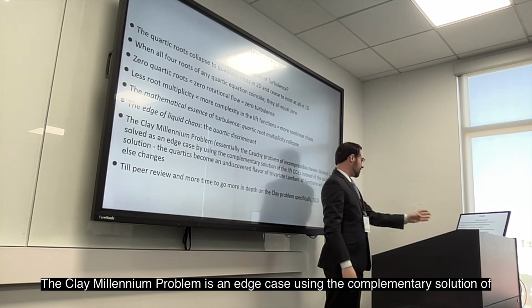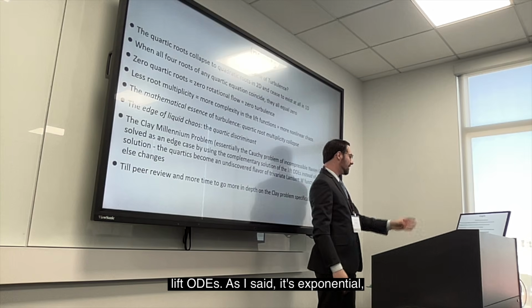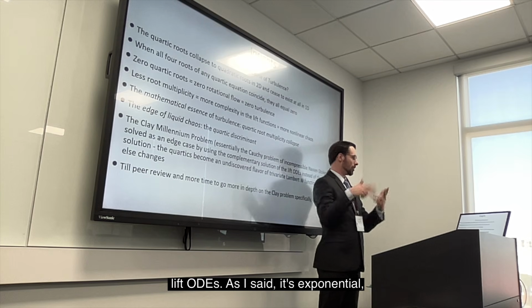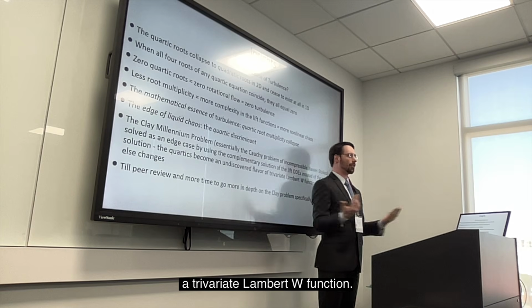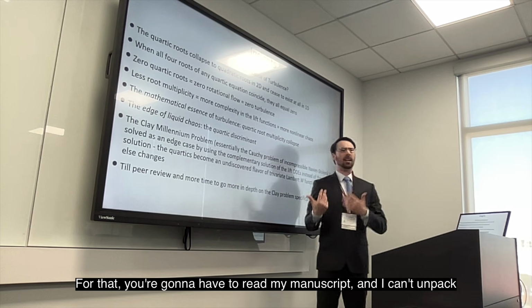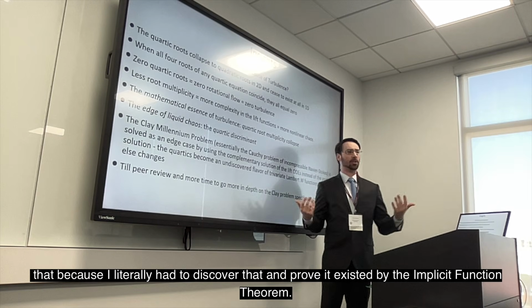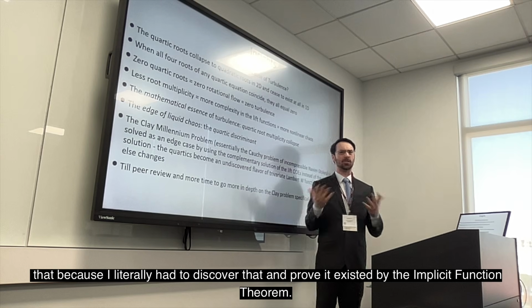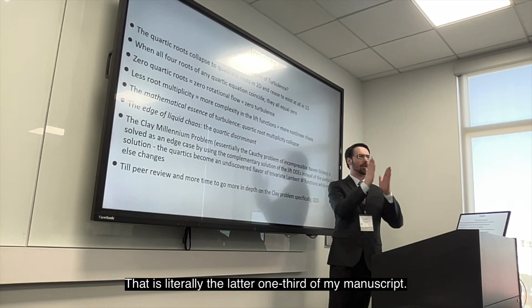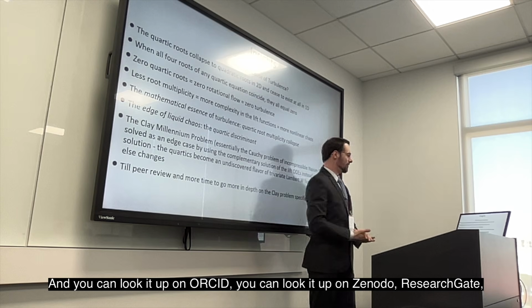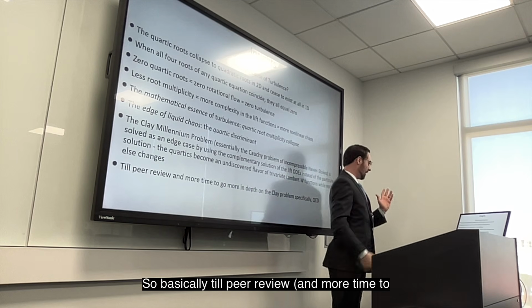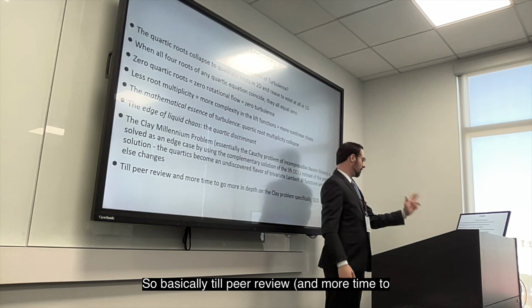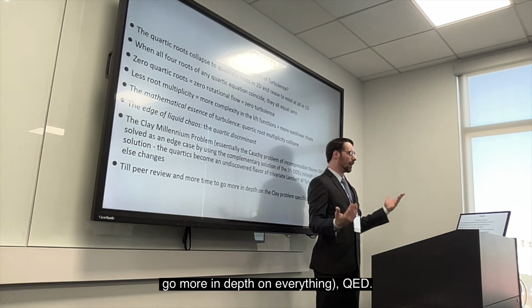The Clay Millennium problem is an edge case using the complementary system of lift ODEs. As I said, it's exponential, so you're going to end up with your unknown inside and outside of an exponential. You're going to end up with a trivariate Lambert W function. For that, you're going to read my manuscript, and I can't unpack that because I literally had to discover that and prove it existed by the implicit function theorem. That is literally the latter 1/3 of my manuscript, and you can look that up on Orca, on Zenodo, ResearchGate, whatever. It's easy to find. So basically, till peer review and more time to go more in depth on everything, QED.